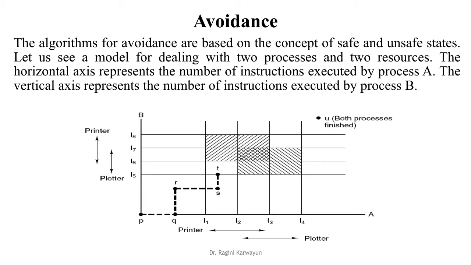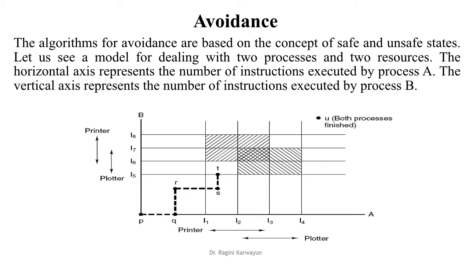So it will be the turn of A. Now A will move from point T towards I2. At point I2 A will ask for plotter, which is not available, it is already allocated to B. So now both A and B will be waiting for a resource that is not available. So A will be holding printer and asking for plotter, B will be holding plotter and asking for printer, and this system state will turn towards a deadlock state.